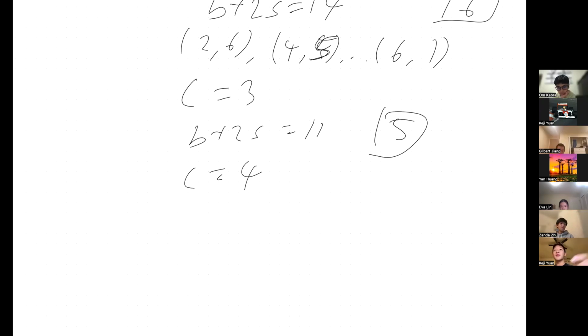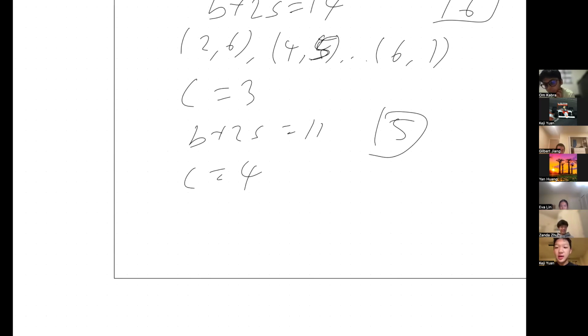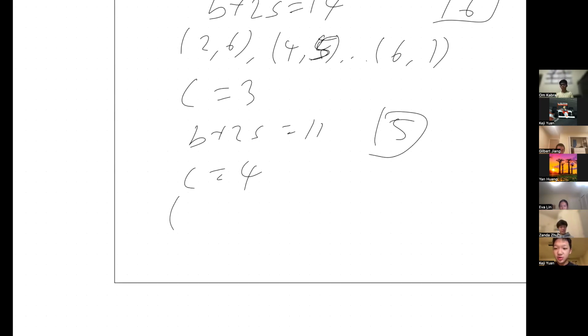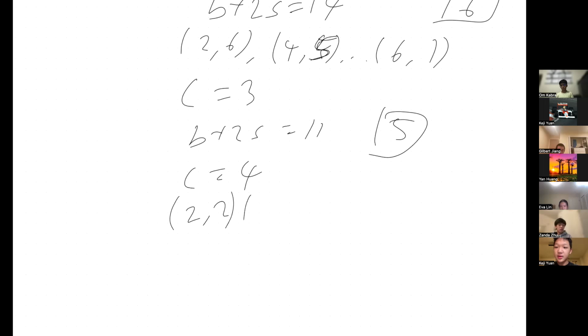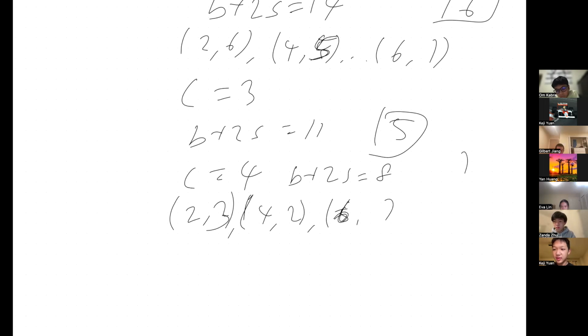I think you might have overcounted because our solutions are actually 2 comma 3. When we have B plus 2S is equal to 8, the solutions are 2 comma 3, 4 comma 2, 5 comma 1, and 6 comma 1. You might have counted 8 comma 0, but that is not a valid solution because S is equal to 0, and by the problem definition that is not allowed. And so here we have actually 3 solutions.